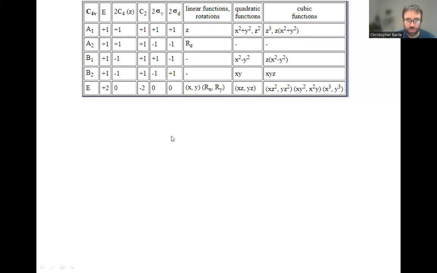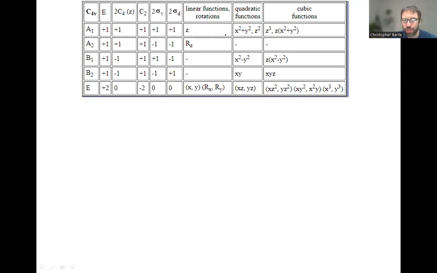All right, so in this video, what we're going to do is take a look at another aspect of the C4v character table. We're going to be looking at the different functions and showing how these different functions transform as these different symmetries. So in a different video, we used some of these functions to help us derive the character table, and that's one way that this all can be done.